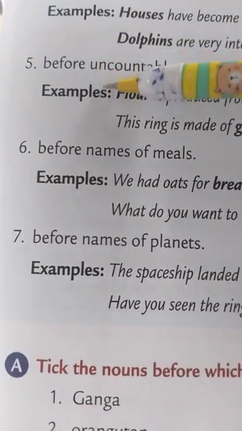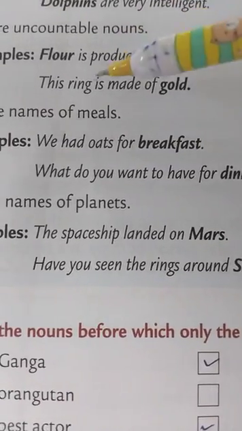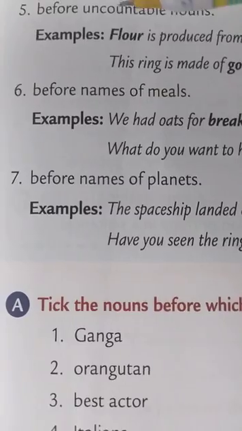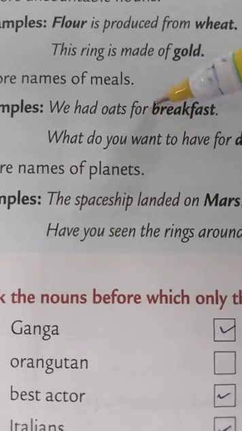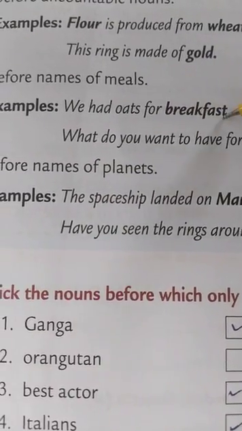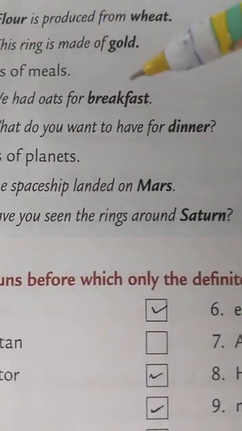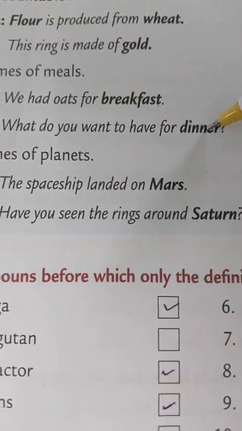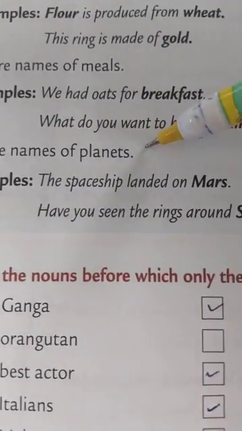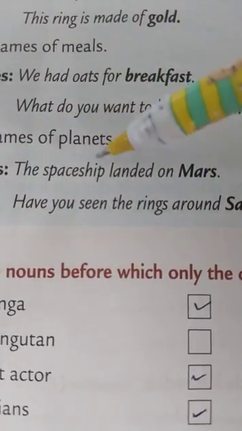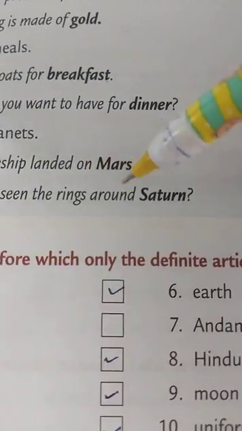Now we don't use articles before uncountable nouns. Like flour is produced from wheat. This ring is made of gold. Now children, we don't use articles before names of meals. Like we had oats for breakfast. Breakfast is the name of a meal and we have not used any article before it. What do you want to have for dinner? Now dinner is the name of a meal and we have not used any article before it. Now before the names of planets also, children, we don't use any article. Like the spaceship landed on Mars. Have you seen the rings around Saturn?